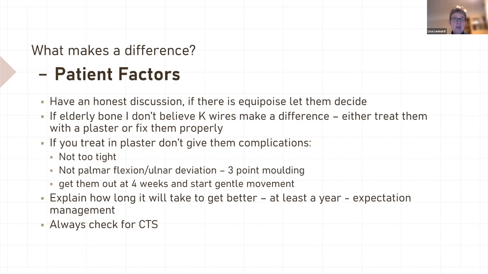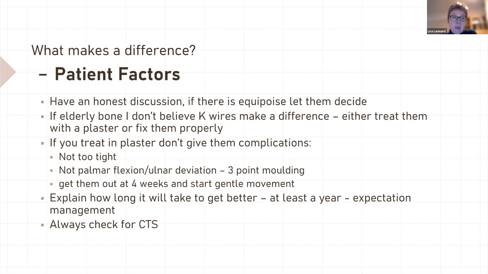I don't K-wire elderly patients at all anymore, ever. I do K-wire younger patients with the sort of configuration that we've seen from Lindsay sometimes, because the wires will hold in that sort of bone. But if you've got elderly bone, I don't think the wires really do a great deal of good. It just consumes your theatre time and gives them some K-wire sticking out of their arm that will get infected. Then you take the wires out and the fracture tends to sublux back to how it was in the first place. So I treat elderly patients in a plaster, or I fix them with a plate.